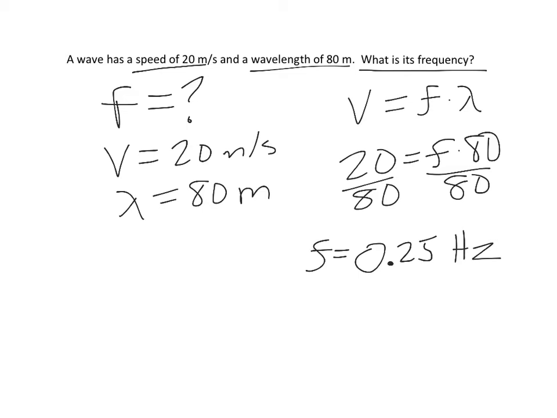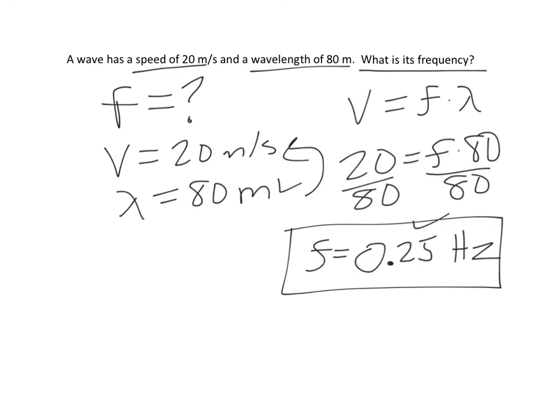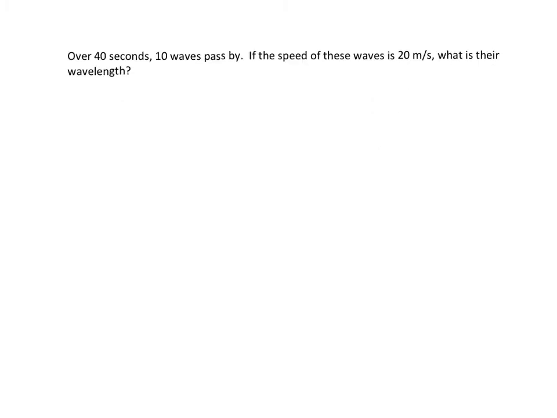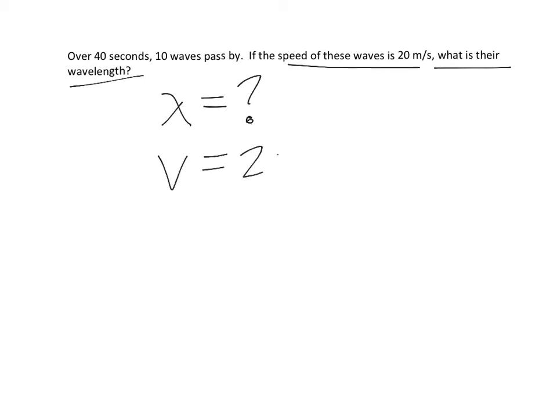And again, I just want to double check, does this make sense? Does F times lambda equal V? So this 0.25 times 80 gives me 20, and in fact it does. So it means I probably did my calculation correctly. Let's do one more that's a little trickier. So in this situation, again, always start, identify the question. What is their wavelength? I need to know this. Write it down with a question mark. What do you know? Oh, they gave me speed. Speed is 20 meters per second.